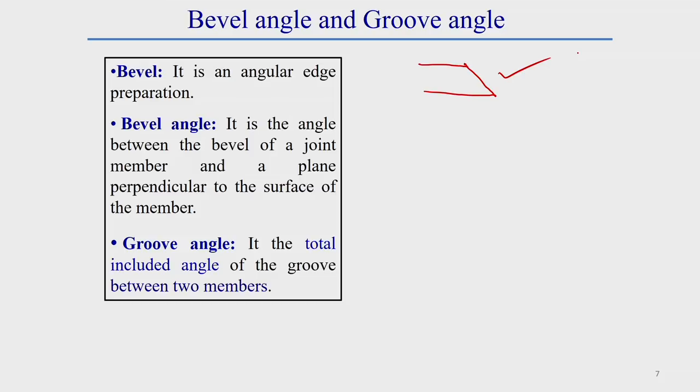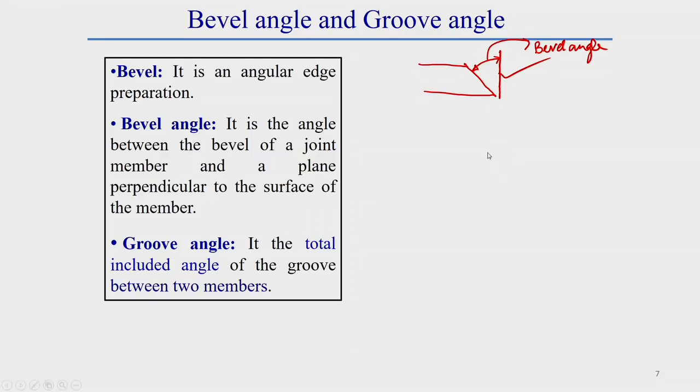Now, bevel angle is the angle between the bevel of a joint member and a plane perpendicular to the surface of the member. That means this is a bevel, and a plane we have to take which is perpendicular to the surface of this member. The angle between them is called bevel angle. And this edge preparation is called bevel edge preparation.